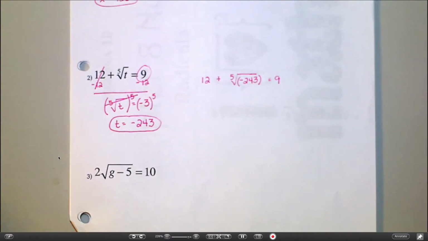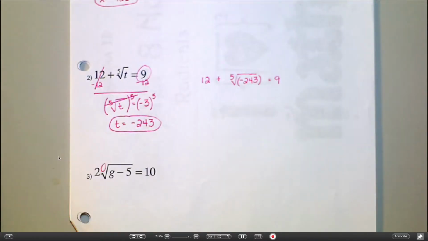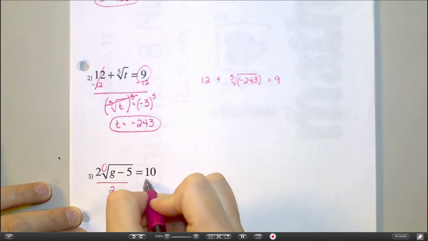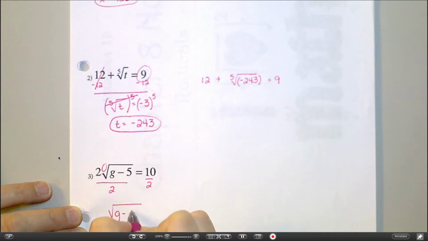Number 3. First of all, what kind of root is number 3? There's no number here, so that's a square root. But first I need to get rid of that 2 that's floating around outside. How do I get rid of that 2? Nope. Divide. That's 2 times the square root. So let's divide by 2. I end up with the square root of g minus 5 equals 5.